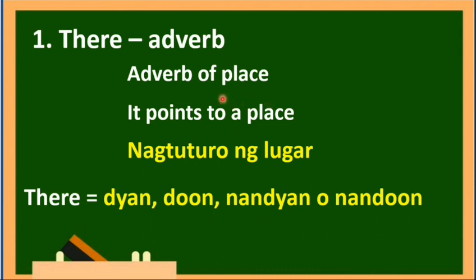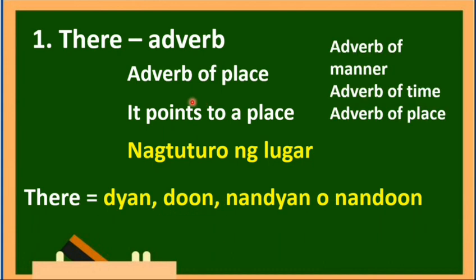Now, the first use of there is as an adverb. Ito ay ginagamitan natin ng adverb of place. It points to a place. Ito ay nagtuturo ng lugar. Sa English, itong there ay diyan, doon, nandyan, o nandun. The first use of there in this lesson is there is used as an adverb.